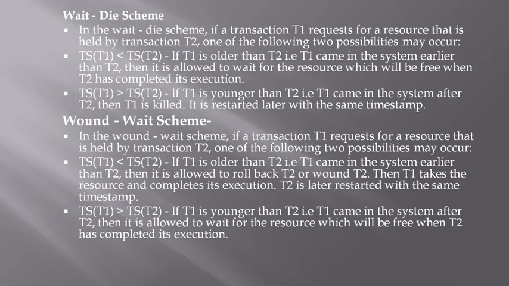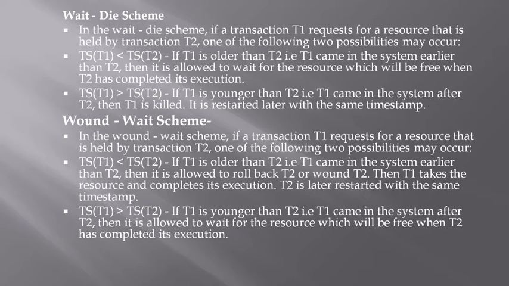So here T1 is older than T2. That is, T1 came into the system earlier, so it is allowed to roll back T2 and wound T2. That is, T1 takes the resource and completes its execution. T2 is later restarted with the same timestamp. That is, I came earlier, but now T2 is accessing the resources, so I have to wound it. Now my resources are given to T1 to complete its execution. After execution of T1 only, I go for T2.